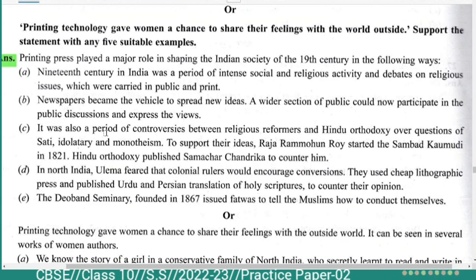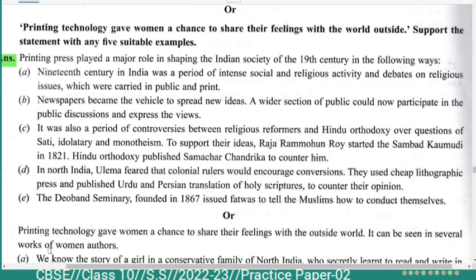It was also a period of controversies between the religious reformers and Hindu orthodoxy over questions of sati, idolatry and monotheism. To support their ideas, Raja Ram Mohan Roy started the Sambad Kaumudi in 1821. Hindu orthodoxy published Samachar Chandrika to counter him.